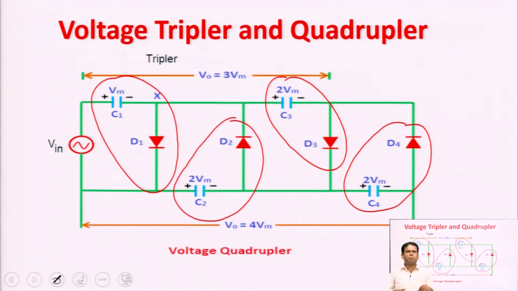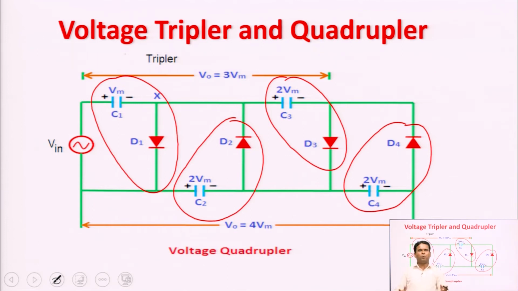This means if we want to design a circuit to achieve 6 times the peak value of the input voltage, that means we want the output voltage equal to 6 Vm, then what will we do? Obviously, we will connect 6 pairs of diode and capacitor in the same fashion.